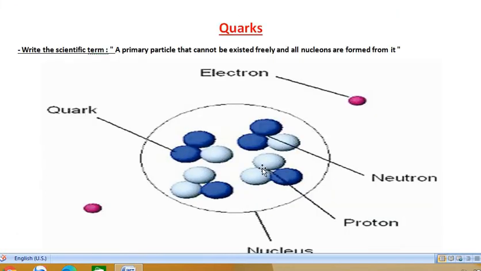Another term is called quark. Quark is the unit of large particles such as protons and neutrons. But the electron is a primary particle, while the proton consists of 3 quarks. Neutron also consists of 3 quarks. What is the quark? A primary particle that cannot exist alone, and all nucleons are formed from quarks.